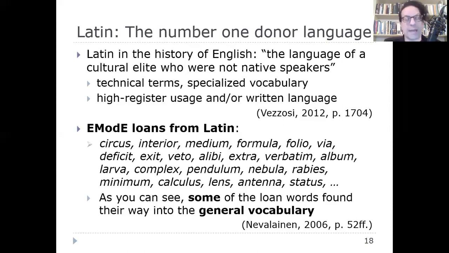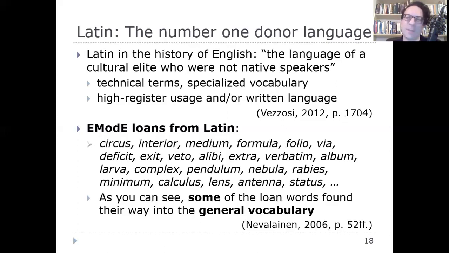Words that are borrowed from Latin at any point in time tend to be technical terms, specialized vocabulary, written language associated, high register usage associated words. If we look at, here's a small list of early modern English loanwords from Latin. If you look through this list quickly, so we have circus, interior, medium, formula, folio, via, deficit, exit, veto, alibi, extra, verbatim, album, larva, and so on.